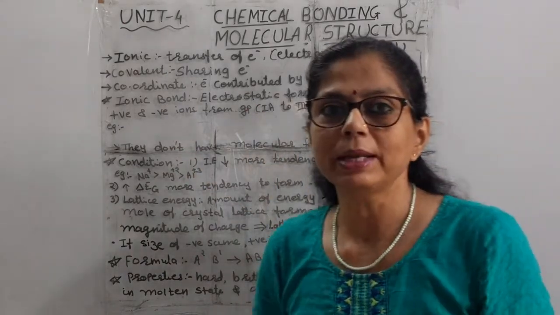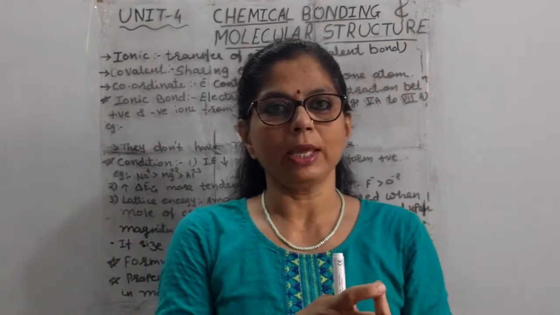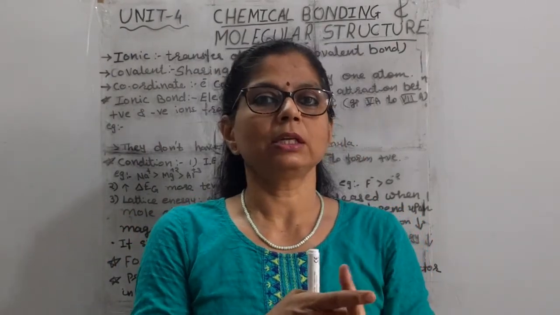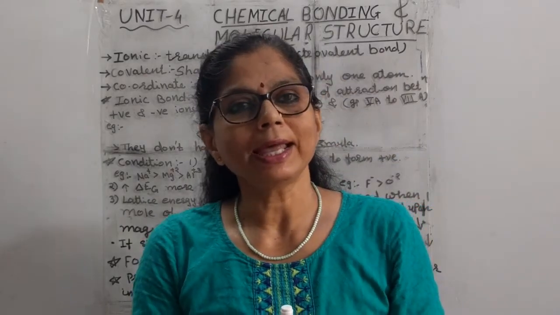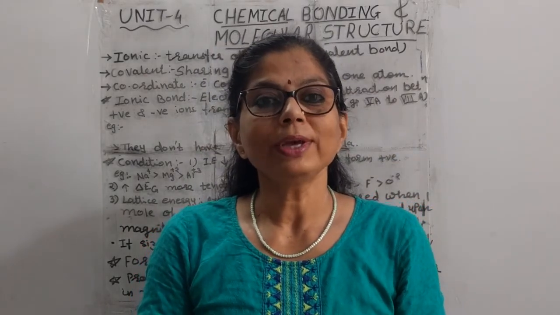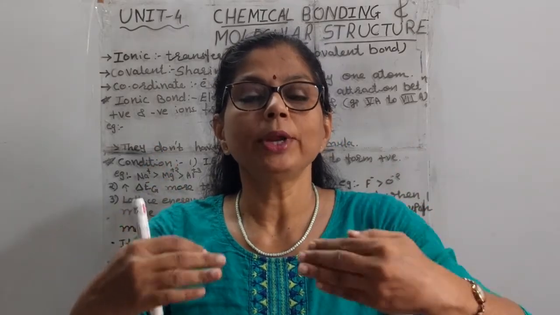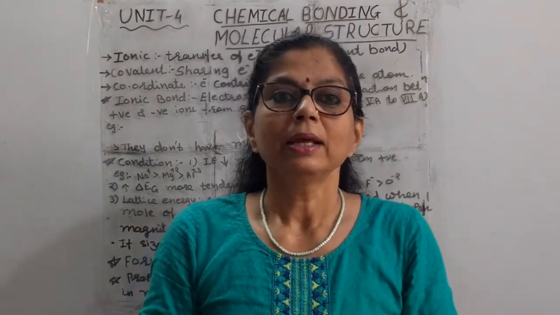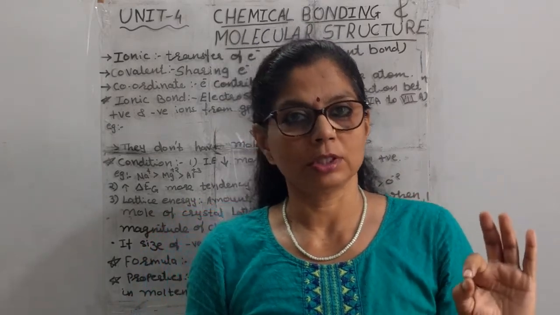Where will the cation come from? As you know, the alkali metals of group 1A, alkaline earth metals of group 2A, and group 3A elements always have the capacity to donate electrons, and that's why all the metal elements form positive charge.